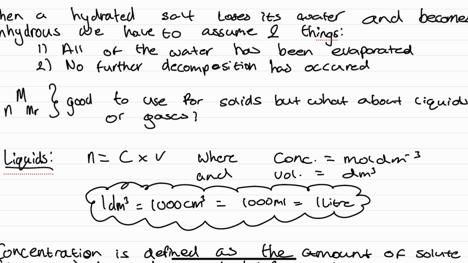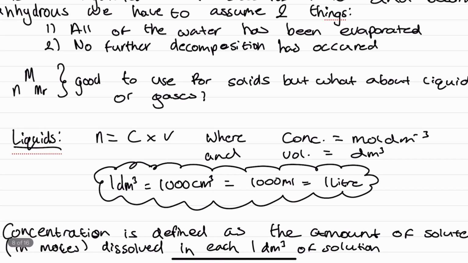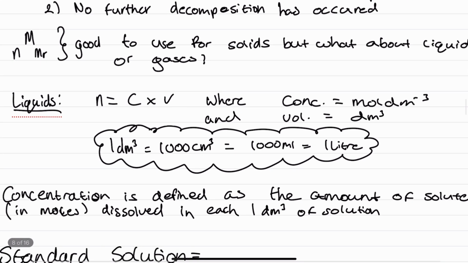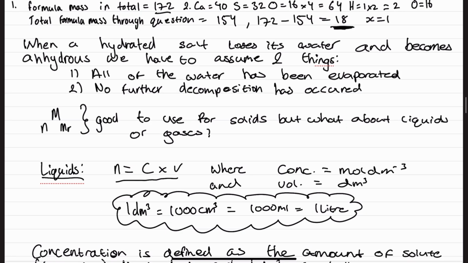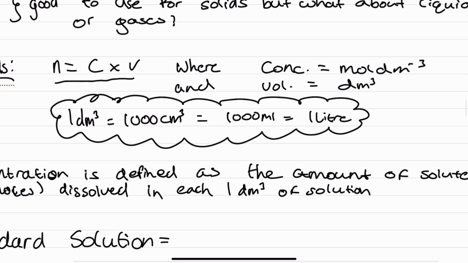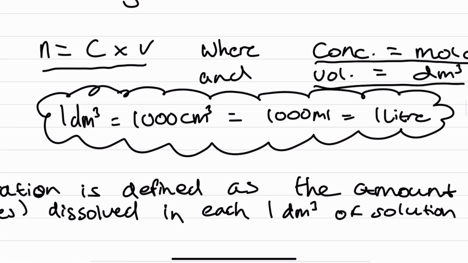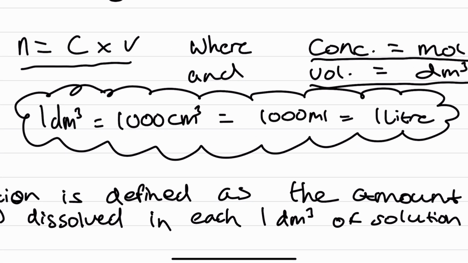Now, moles is equal to mass over molar mass is good to use for solids, but what about liquids or gases? We use different equations for each of these states. For liquids, we use moles is equal to concentration times volume, where the concentration is measured in moles per decimeter cubed and the volume is in decimeters cubed. Now, this is an important conversion to remember. 1 decimeter cubed is equal to 1,000 centimeters cubed, which is equal to 1,000 milliliters, which is equal to 1 liter.